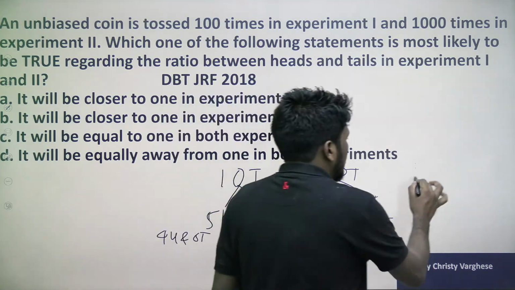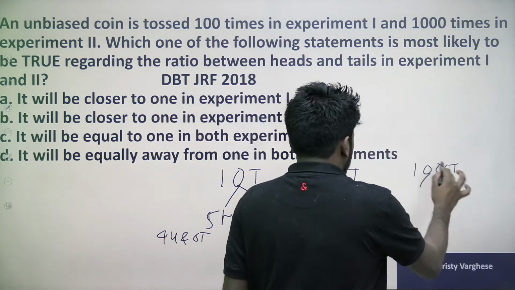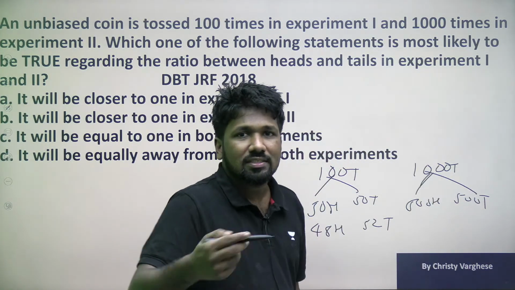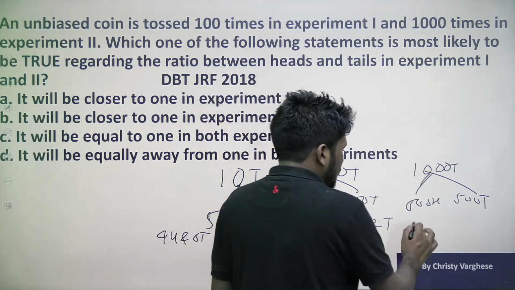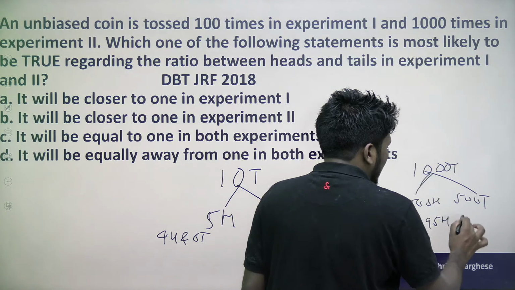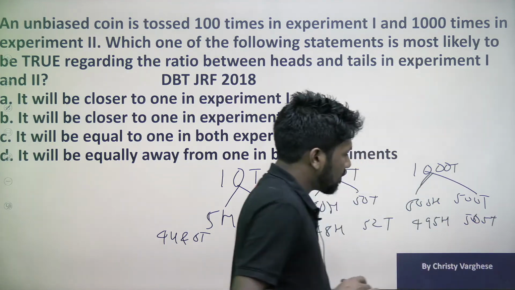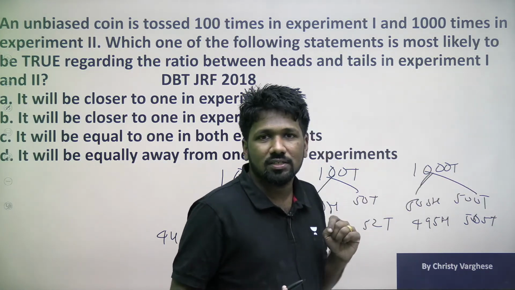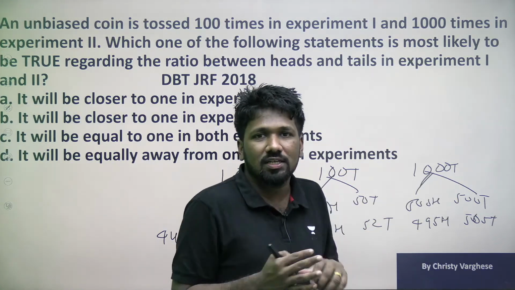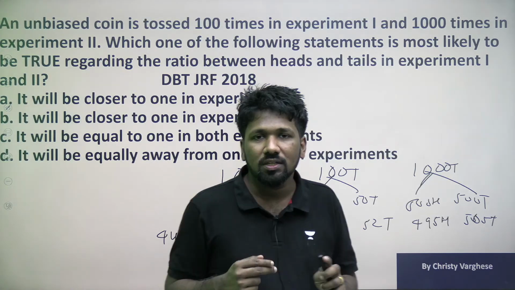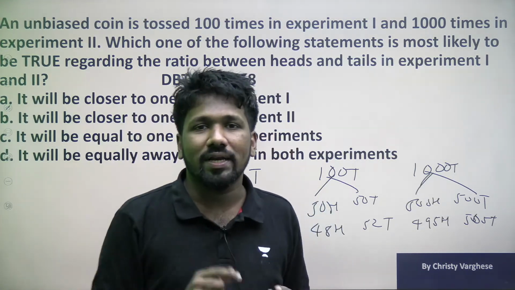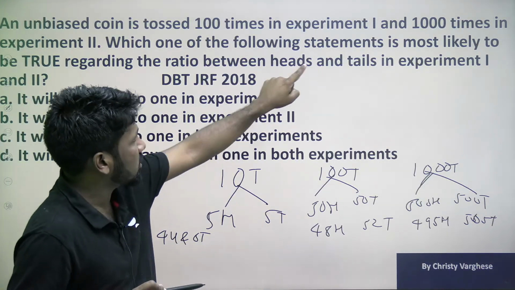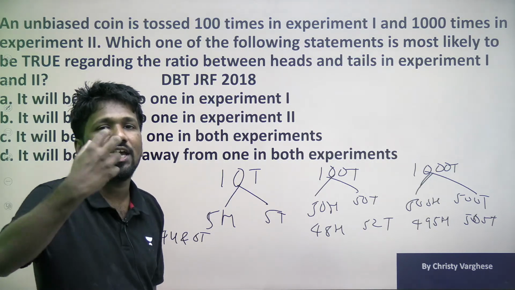But when it comes to 1000 trials, if you are tossing 1000 times, 500 heads, 500 tails, that is an ideal scenario. Chances are high that you can get near to that. Maybe, I am saying maybe, 495 heads and 505 tails. That is 49.5% chance of getting head, 50.5% tail. That is more closer to 50%. More closer to 50% means the ratio of head and tail will be more closer to 1. When will it be more closer to 1, that is the question. It will be more closer to 1 in the case of experiment 2, because experiment 2 has higher trials.